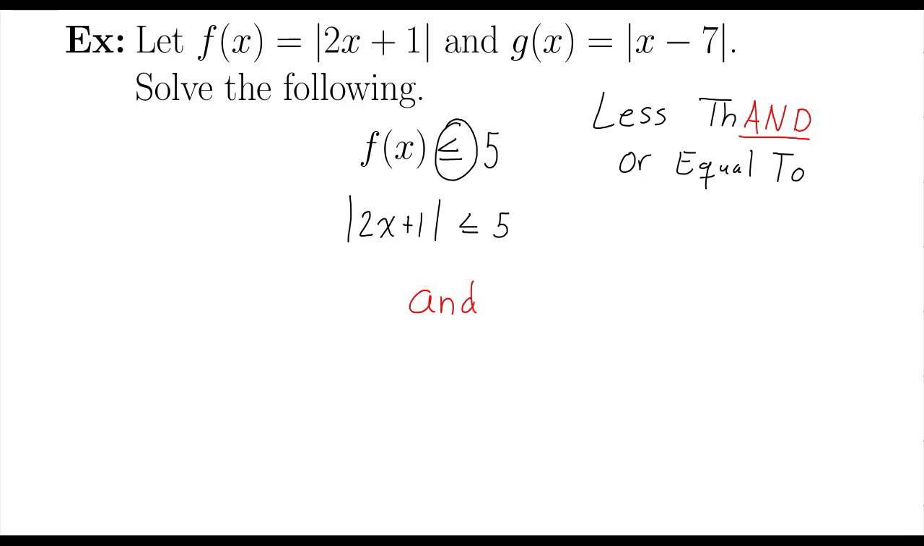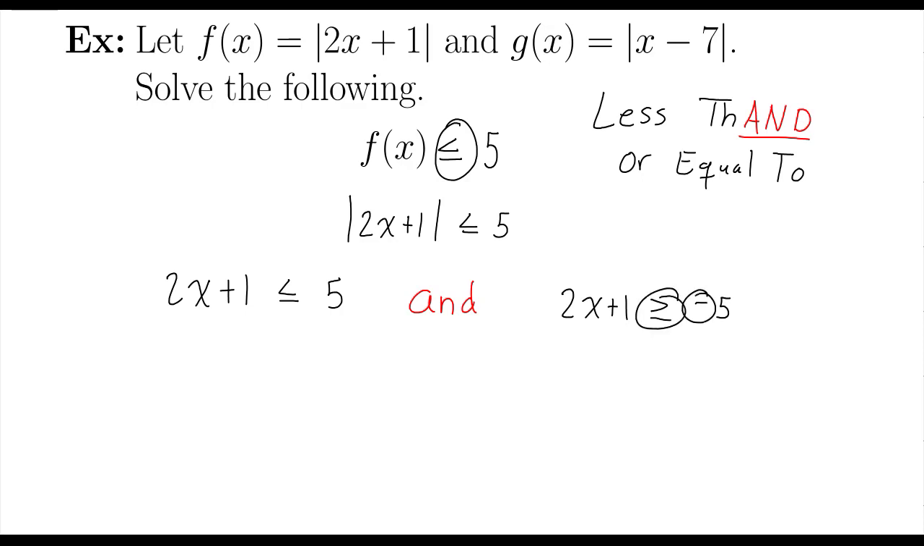So the inside part, 2x plus 1, is going to be less than or equal to 5, and 2x plus 1, this is where I put the negative 5. But when you change the sign from a positive to a negative, you also change the sign of the inequality. Notice I flipped it around. Now it's a greater than or equal to sign. Whenever you change this to a negative, you also change the sign. You flip them both together.